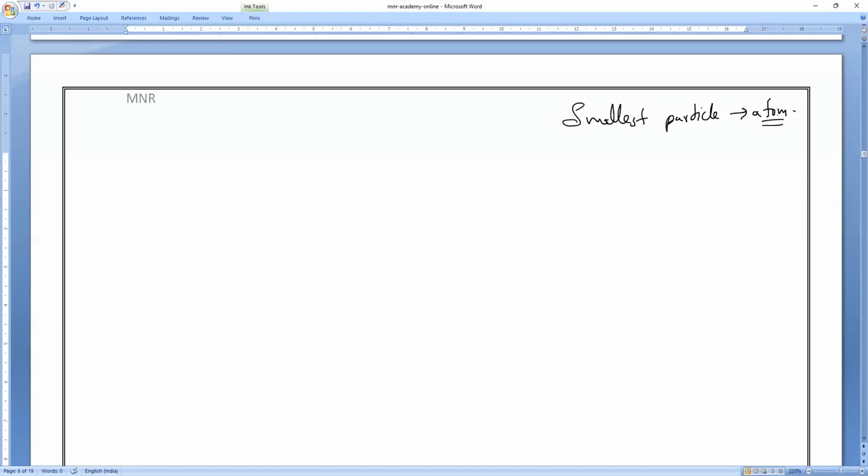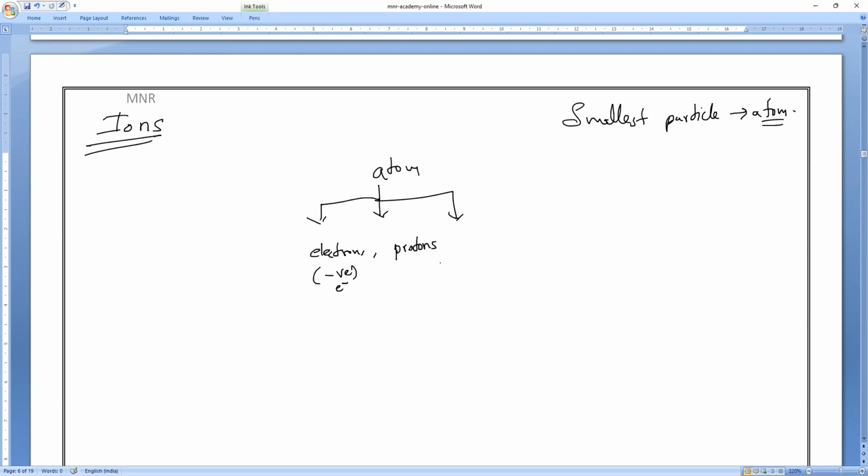So now, this atom is made up of three subatomic particles. What are the three subatomic particles, all of you? So keep heading: our concept is ions. Every atom is made up of three subatomic particles. What are they, everybody? Electrons, which are negatively charged. Next, protons, which are positively charged. And next is neutrons, with no charge. Understanding, everyone? Please respond, guys. Yes, sir.